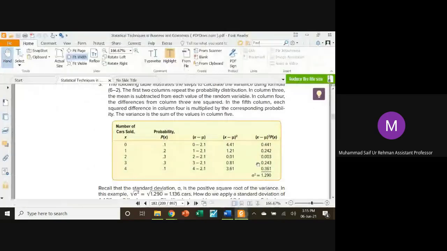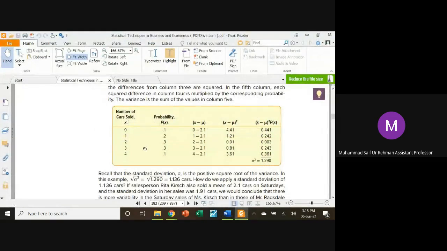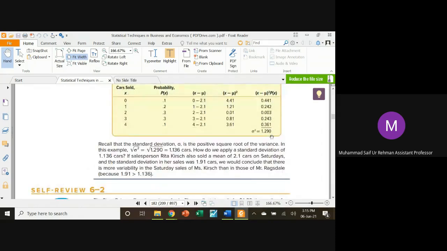So the solution will be like this: number of cars sold, probability, x minus mu, all these values, 0 minus 2.1, 1 minus 2.1, like this. Then we take the square, because the sum of these deviations will be equal to 0. We want to avoid that situation, and therefore we are taking the square of these terms. This is the squared deviation from the mean, and then the product of these two terms. Finally, 1.290. This is the variance, and when you take the square root of this, you will have the standard deviation, because you know the standard deviation is the square root of variance.